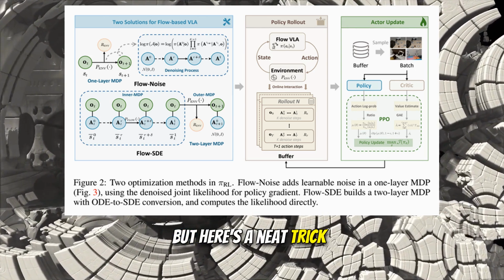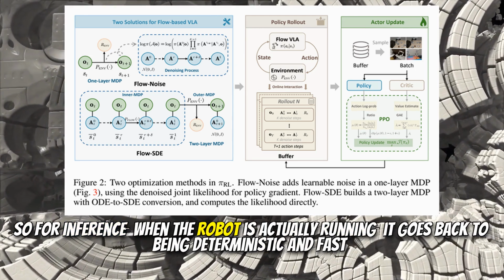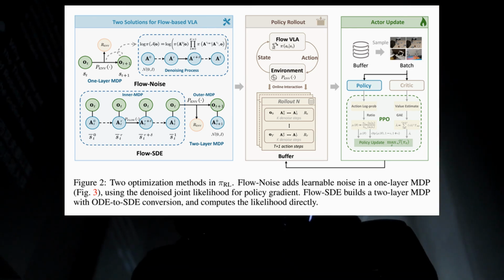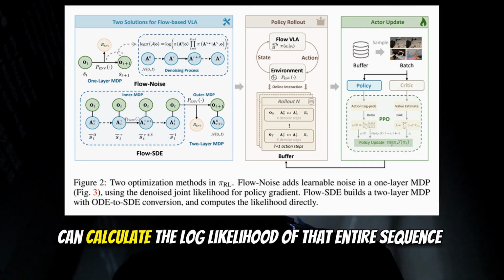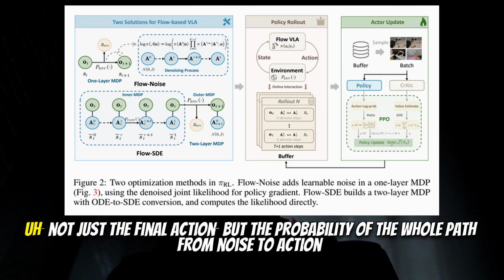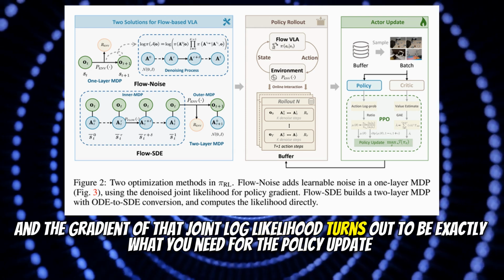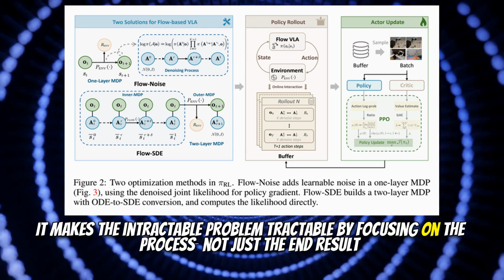But here's a neat trick. Once training is done, you just discard that noise network. So for inference, when the robot is actually running, it goes back to being deterministic and fast. Exactly. But during training, because you have this sequence of noisy intermediate actions generated by the flow and the added noise, you can calculate the log likelihood of that entire sequence. Not just the final action, but the probability of the whole path from noise to action. Right. And the gradient of that joint log likelihood turns out to be exactly what you need for the policy update. It makes the intractable problem tractable by focusing on the process, not just the end result. Clever. Okay, so that's flow noise.